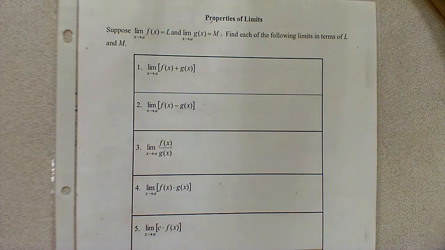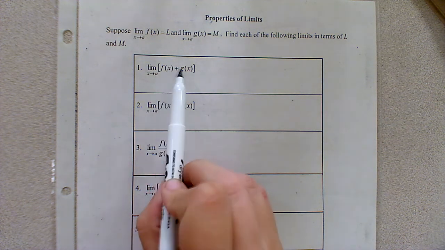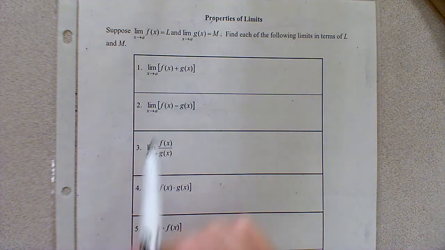So the last thing we're going to talk about in this second section on limits are some properties of limits. And these are like different rules we can use to help us combine limit values, like if we want to add functions or subtract functions together.